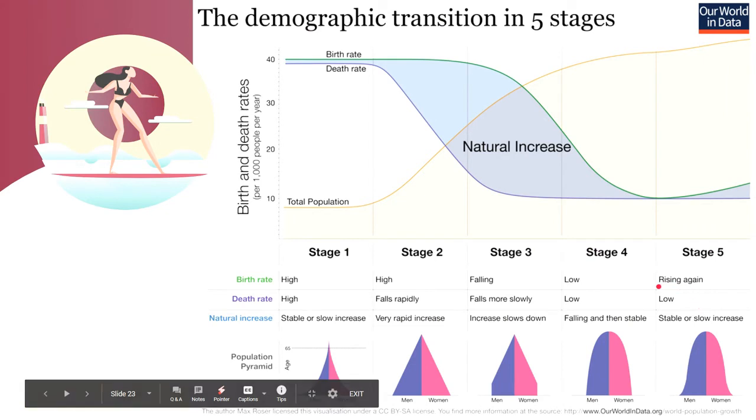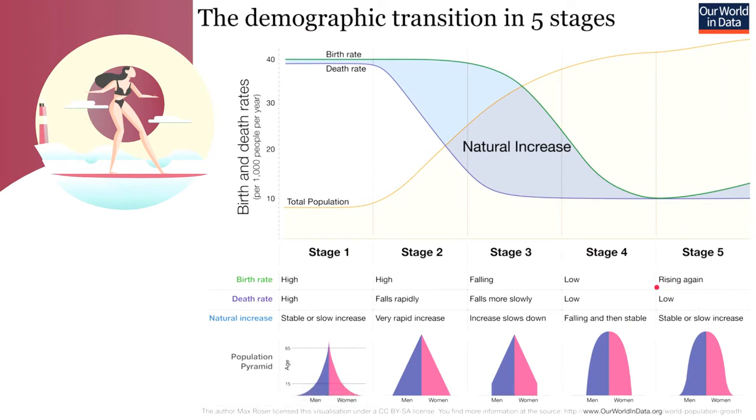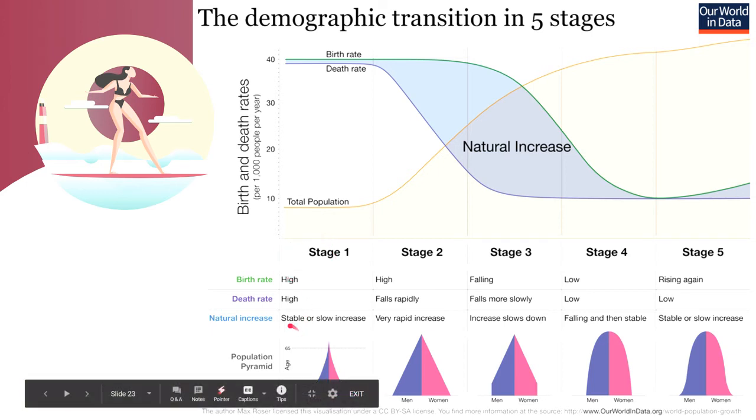So these are the demographic transitions in 5 stages. You tend to have stage 1, a stable or slow increase. Then stage 2, very rapid increase. Stage 3, the increase slows down, as you can see here. That's what's happening right now. Then stage 4, falling and then having a stable population, and then stable or slow increase since the country now can afford to have more children.